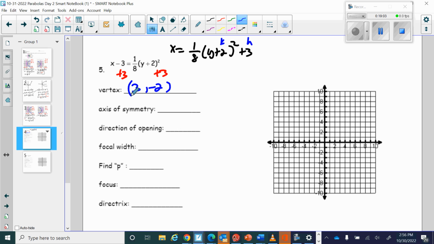So let's find out the graph. 3, -2: 1, 2, 3, -2. So that's my vertex, and now I've got to find my focus. To do that, I've got to find p first. We know that 4p is equal to 8. This is my 4p value, my focal width. So p is going to equal, dividing both sides by 4, 2.